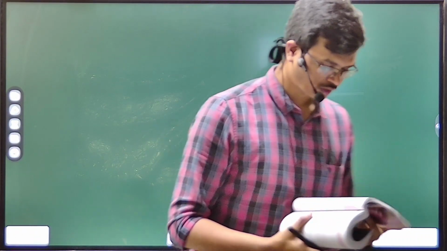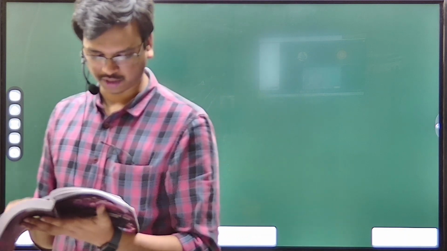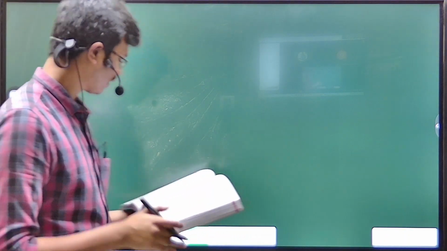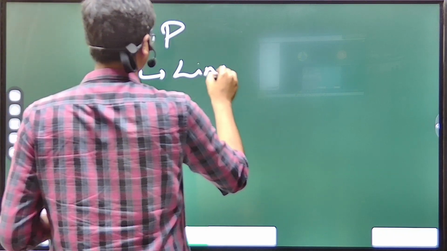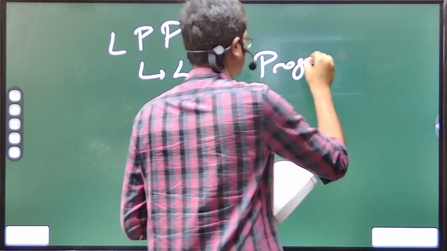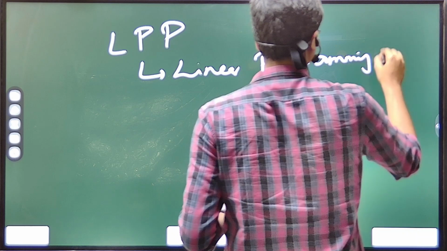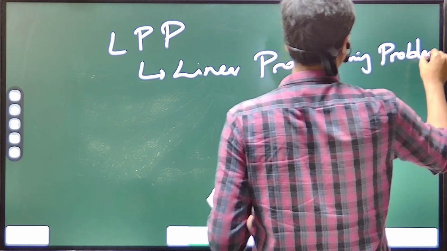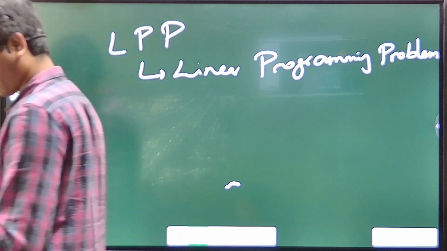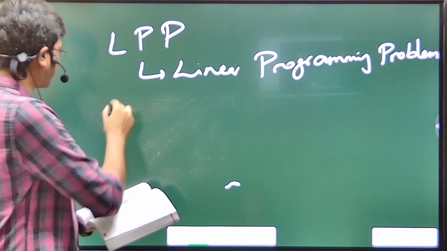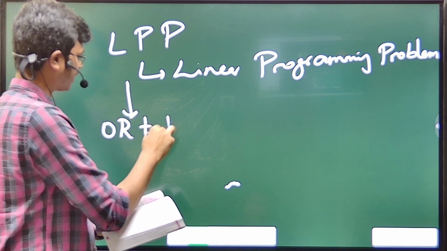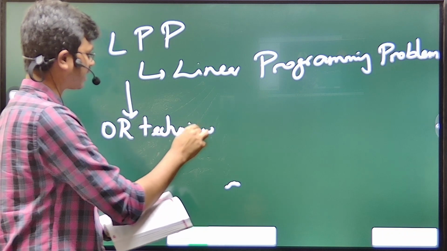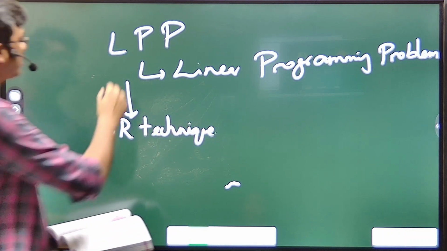Okay, so now we will look at linear programming. LPP is nothing but linear programming problem. Okay, so let us look at the decision. So LPP is also an OR technique, right? This is an OR technique, and we will learn how to solve a problem using LPP.